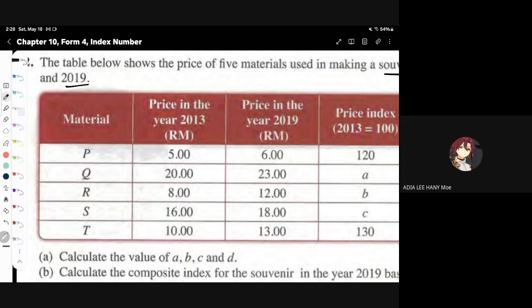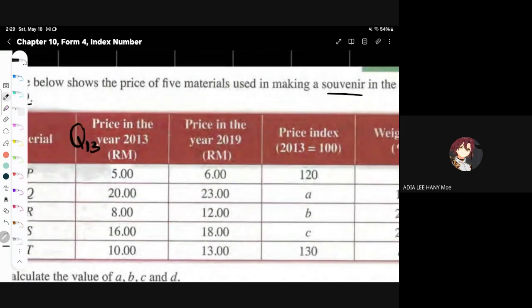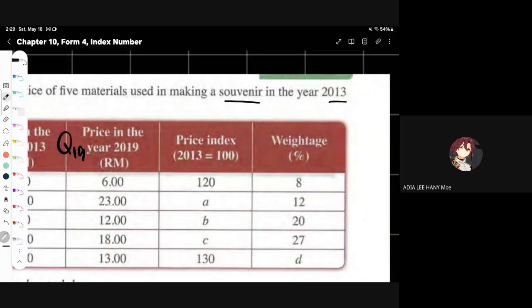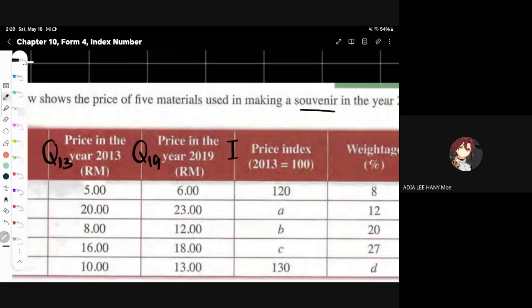Whenever you get this question in SPM also, I always recommend you to label the diagram. So when you hear price, it's always Q. What Q? Q13, because 2013. You hear price, what Q? Q19. When you hear price index, that means I. So what I? Of course I19 over I13. The top is always the newer year. And what's the newer? 2019, not 2013.